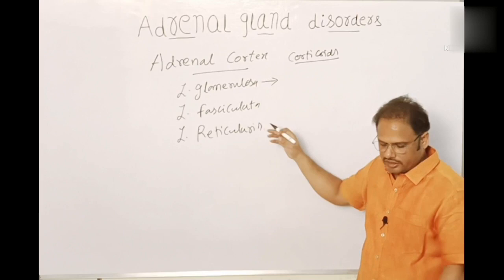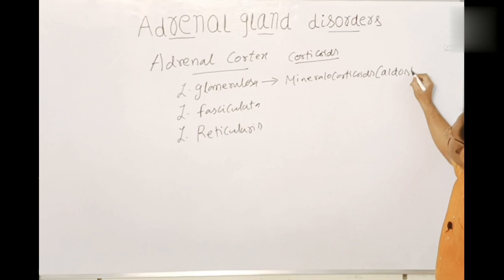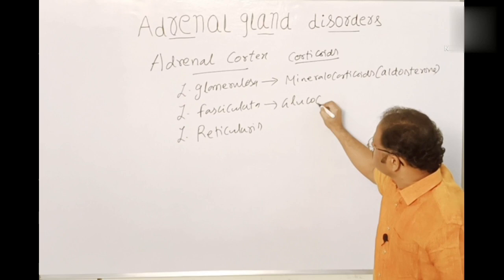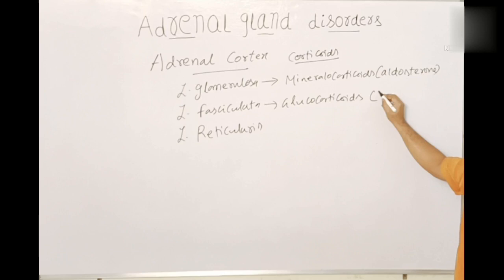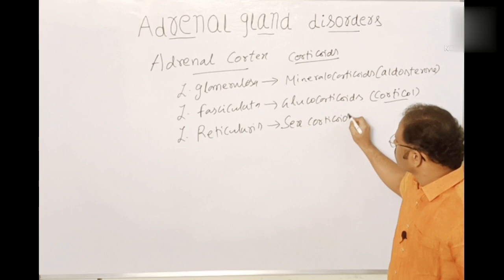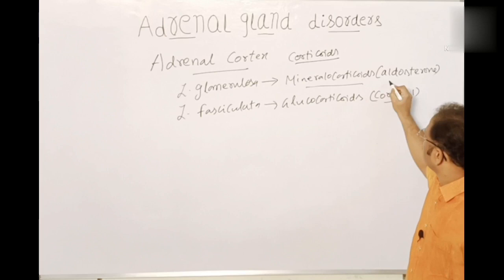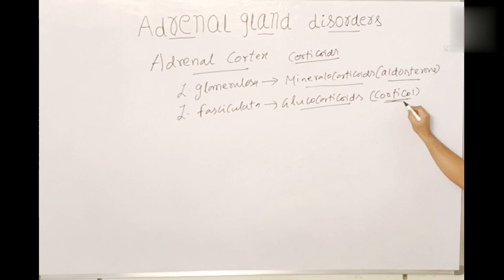So the glomerulosa releases the mineralocorticoids. The chief mineralocorticoid is aldosterone. Fasciculata releases the glucocorticoids. The chief ones are cortisol and cortisone. Cortisol is the chief glucocorticoid. And reticularis releases the sex corticoids. So, let's discuss first of all the glomerulosa and fasciculata, which release the mineralocorticoids and glucocorticoids.